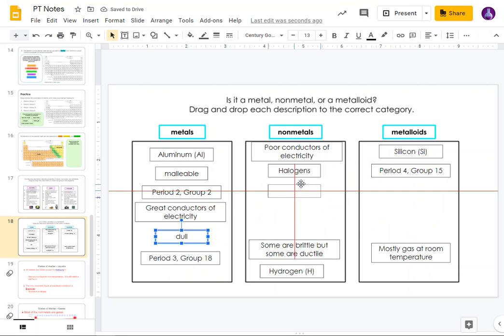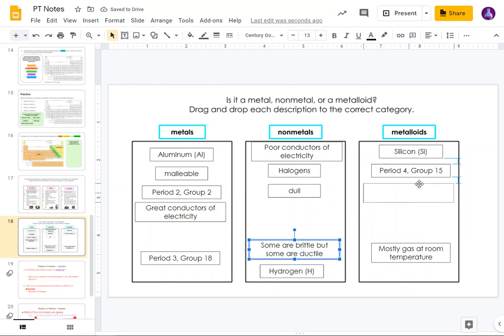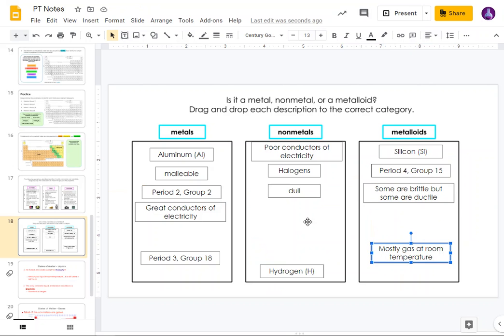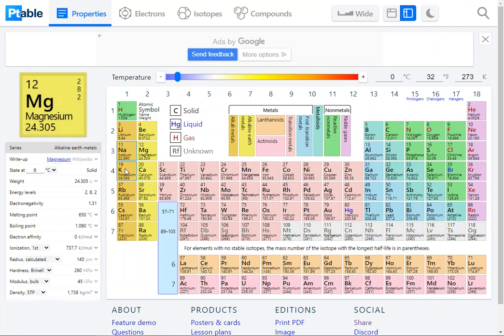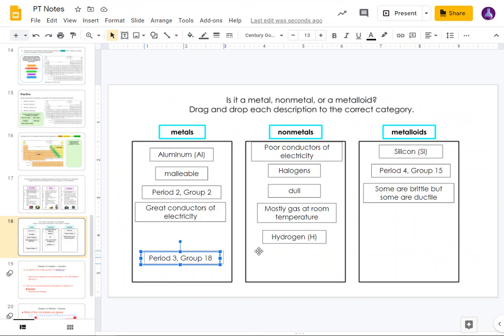Great conductors, definitely in the metal category. Dull, non-metal category. Some are brittle but ductile. That would be like a mixture of traits, so I put that in the metalloids. Mostly gases at room temperature are the non-metals. Hydrogen, of course, is a non-metal. And then, period 3, group 18. Period 3, group 18 happens to be argon. So that one is going to be a non-metal. Good to go on that, being able to sort.